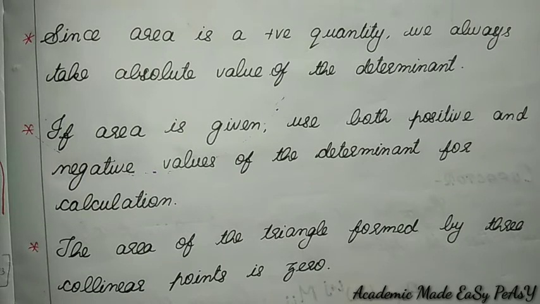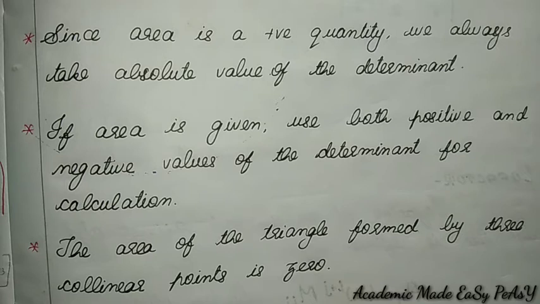For example, if I have my area of triangle as -2, can I have my area as -2? Not at all. So I will be taking the positive sign of that. Then it will be +2. So 2 is my absolute value of the determinant.